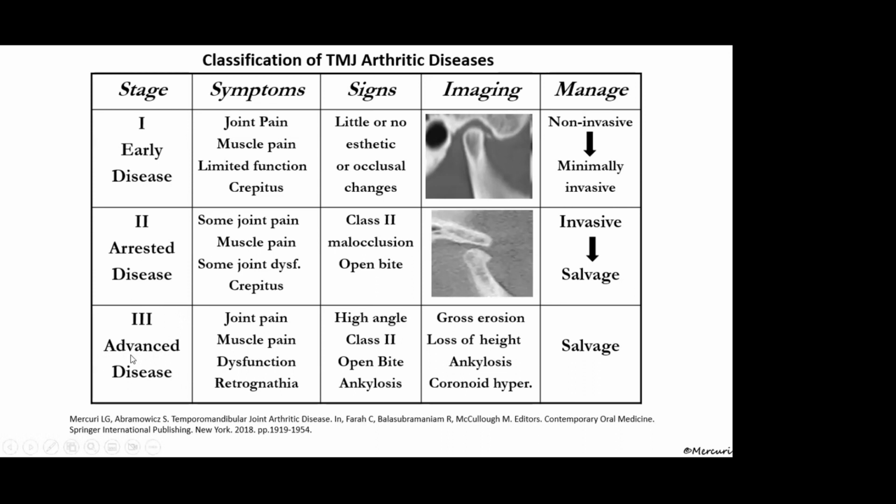And finally, we have advanced disease, where we have tremendous joint pain, much more muscle pain as a reaction to all of the cytokines in the synovitis. We have dysfunction, patient is having a hard time using the joint, and in many cases, particularly the bilateral cases, we'll see retrognathia. We'll have a high angle class 2 malocclusion, open bite, and potentially an ankylosis as this disease progresses. And so we end up with joints that look like this. In this case, the management option is salvage or joint replacement.